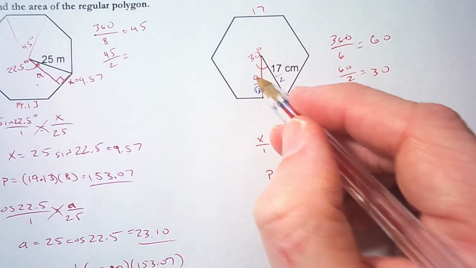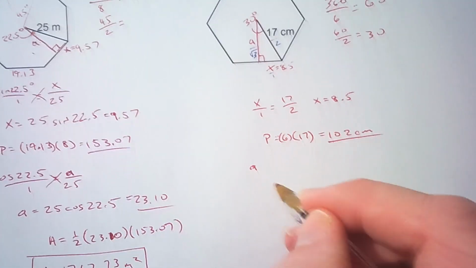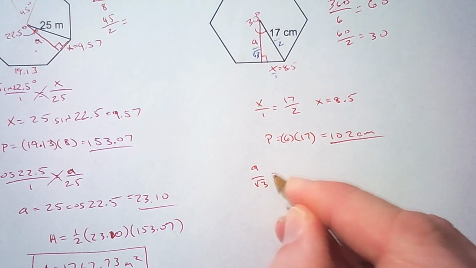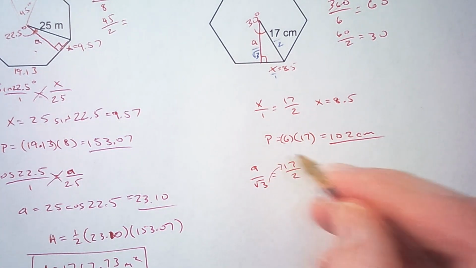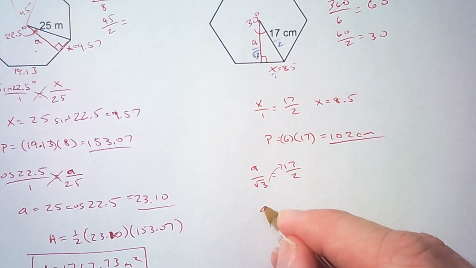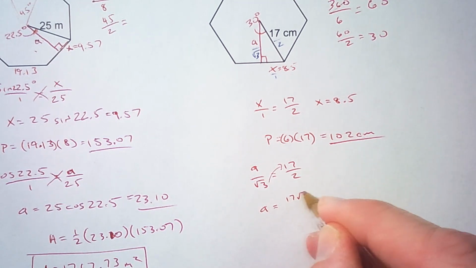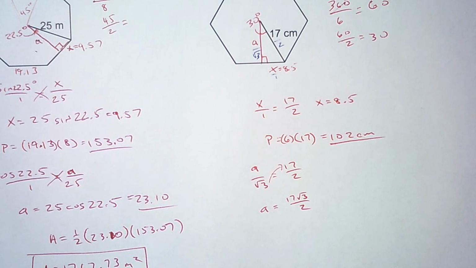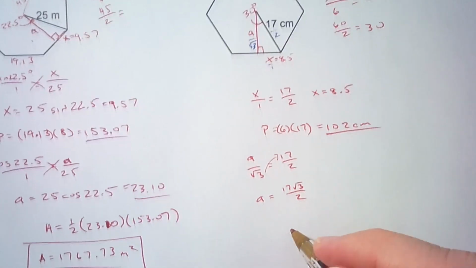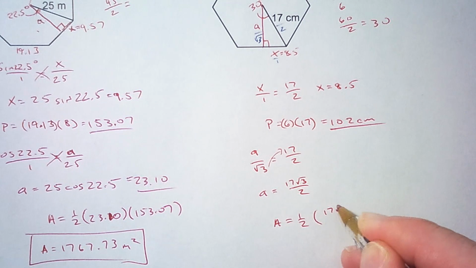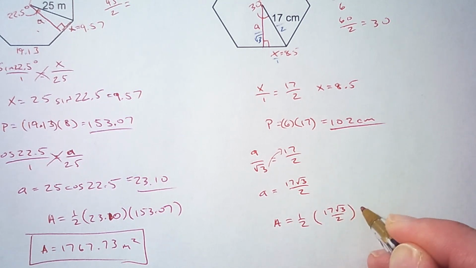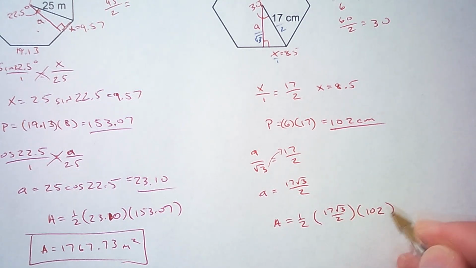The apothem, A, is to the square root of 3 as 17 is to 2. So I can multiply this across, and I get that the apothem is 17 root 3 over 2. Now the area of this figure is 1/2 times the apothem, 17 root 3 over 2, times the perimeter, 102.